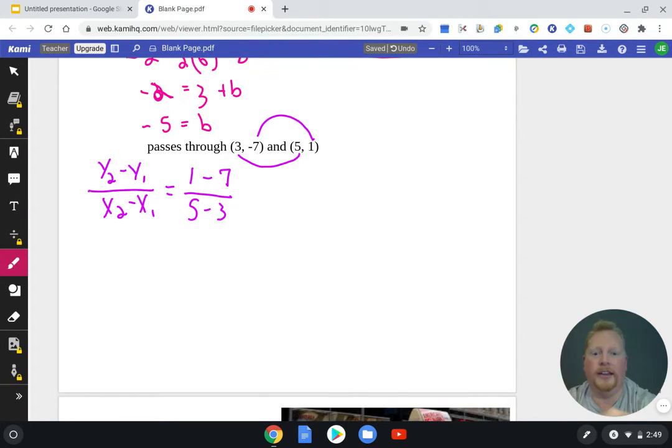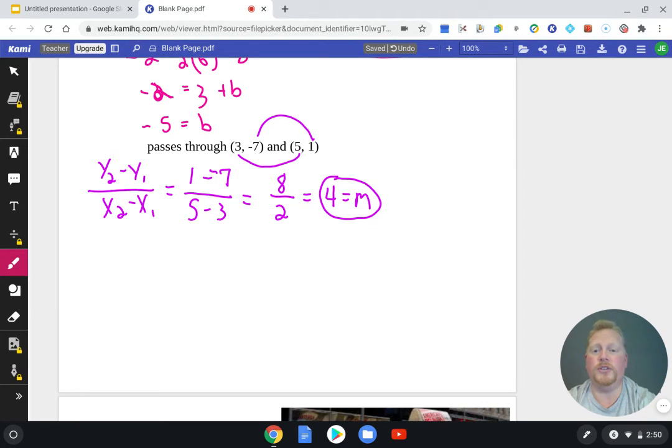All right, here it is. When I did the y2 minus y1, I did 1 minus 7. But it should be 1 minus negative 7. Okay? You got to watch out for those signs. They'll get you every time. So 1 minus negative 7 is the same as 1 plus 7. And then 5 minus 3 is 2. 8 over 2 is obviously 4. So there we go. I've got my slope.